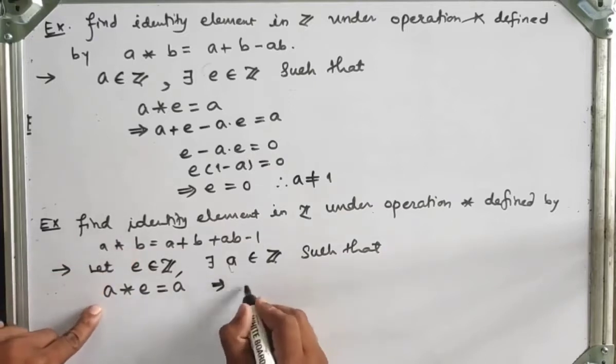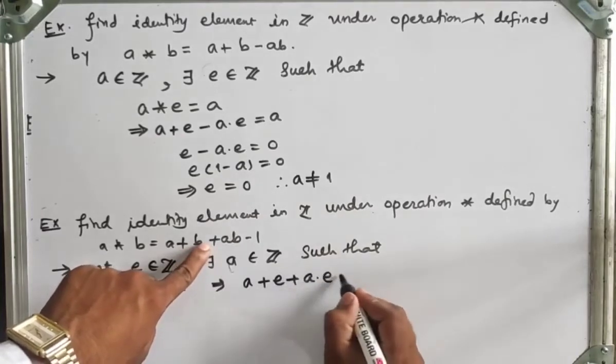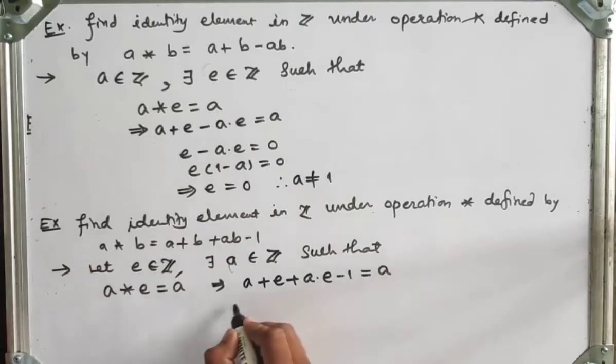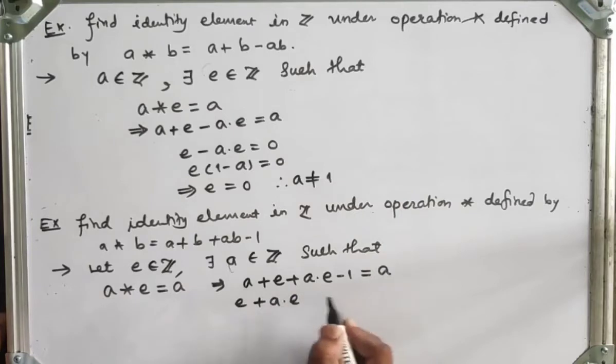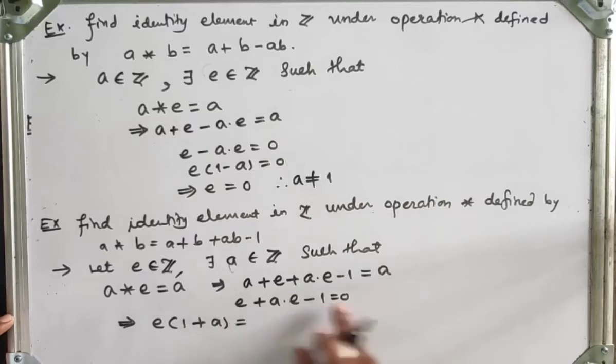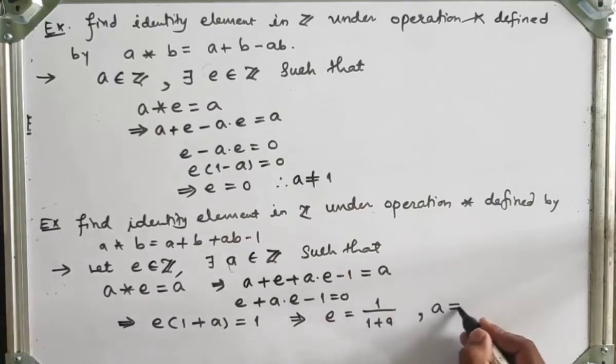So we will get a plus e plus a into e minus 1 equal to a. So by cancellation law we will get e plus a into e minus 1 is equal to 0. We will take e as common, so e into 1 plus a, and we will take minus 1 to the right side, which is equal to 1. So e into 1 plus a is equal to 1. So e is equal to 1 upon 1 plus a, which is defined for a always not equal to minus 1.